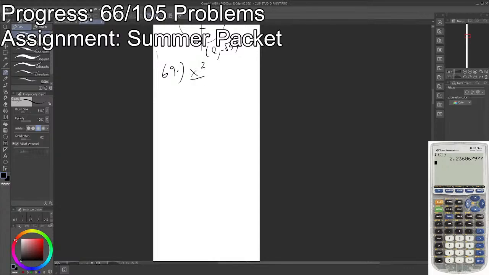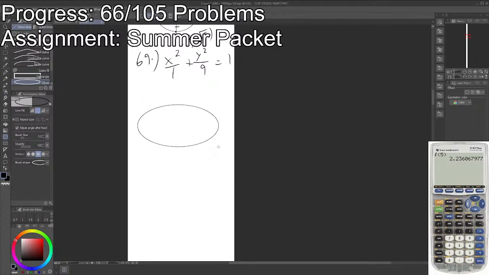Alright, x squared over 1 plus y squared over 9 equals 1. This is looking like a, yeah, an ellipse. Whoa.